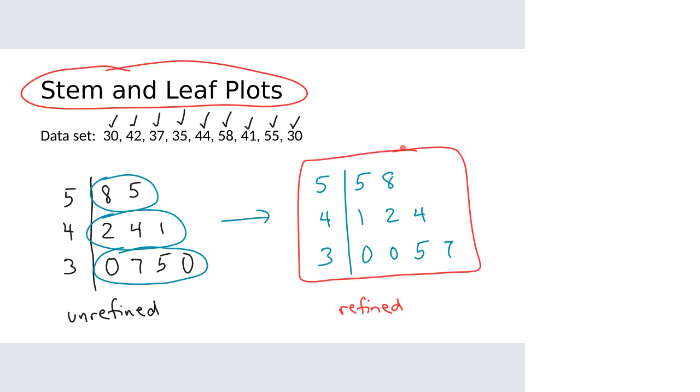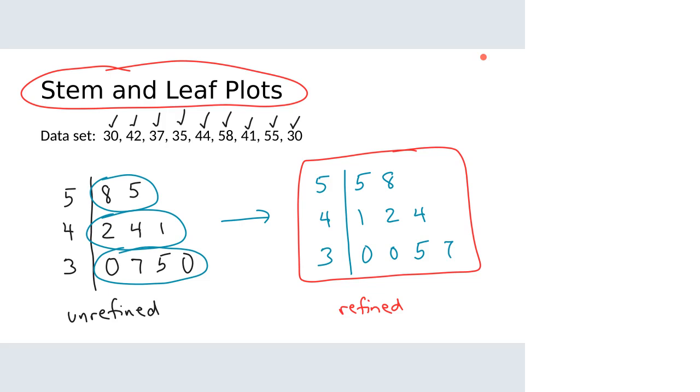The value of that is if I have a large data set and I need to rewrite it from least to greatest, maybe I don't want to write down all the numbers. Instead, I can use this as a shortcut. I can put the tens digit here, I can put the ones digits over here, and it's a shortcut way of writing a data set.